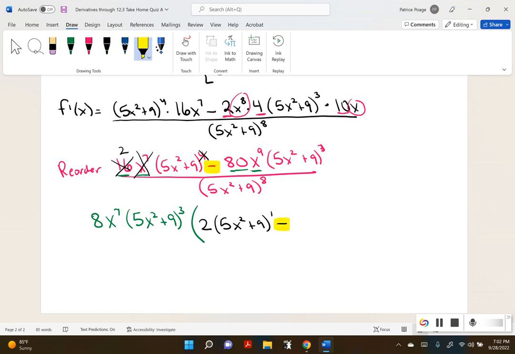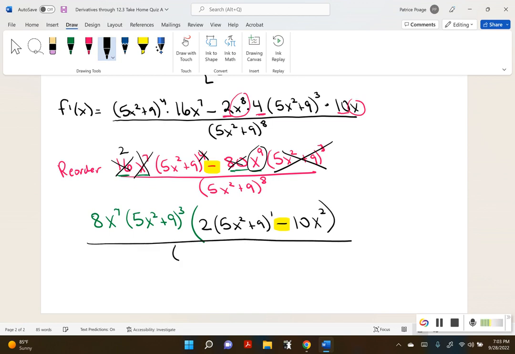And then my subtraction sign. On the right side, I got rid of 8, so 80 divided by 8 is 10, it leaves me with. I got rid of 7 of those x's, so that means I have 2 left. And then I got rid of all the ugly term, and that's over 5x squared plus 9 to the 8. So now I'm able to cancel all three of those with three of these. Inside the parentheses here, I get 10x squared plus 18 minus 10x squared.